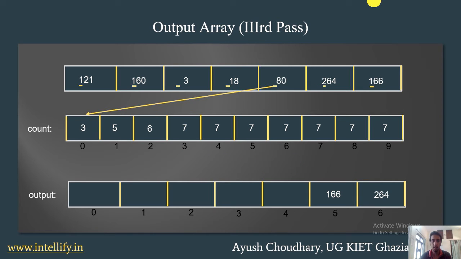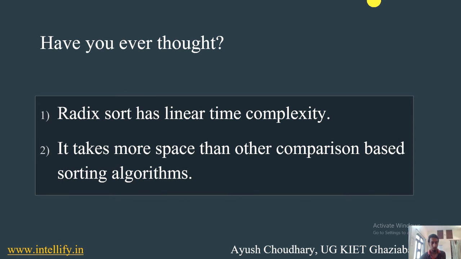Then again for 80, the 100 place element is 0 this time, so we get the 0 index, and then decrease the element by 1, and then we get 2, we go to the 2 index, and put 80 there. So in a similar fashion we will go to each element and put it in the output array, and finally in the third pass we get our sorted array, right? So this way we will have our sorted array in three passes.